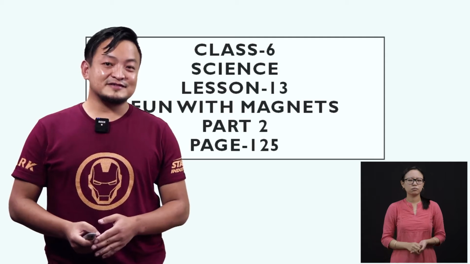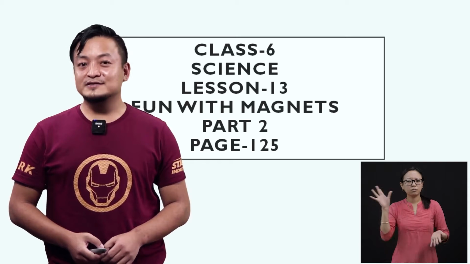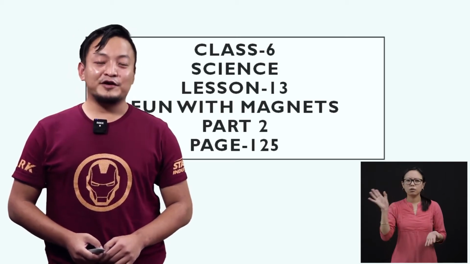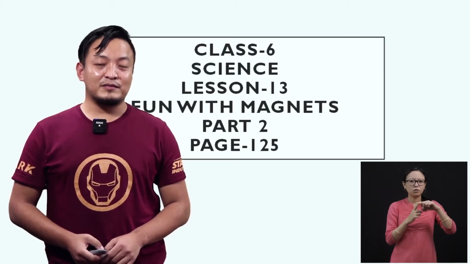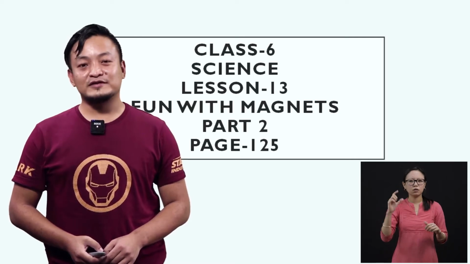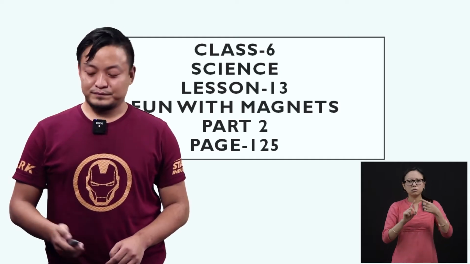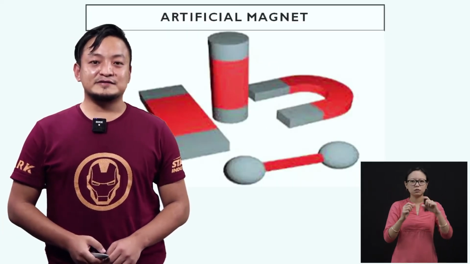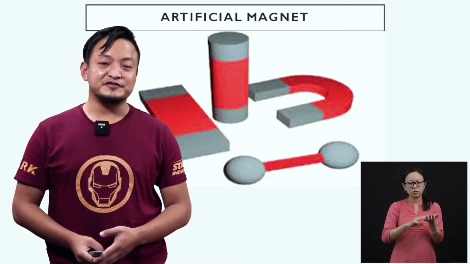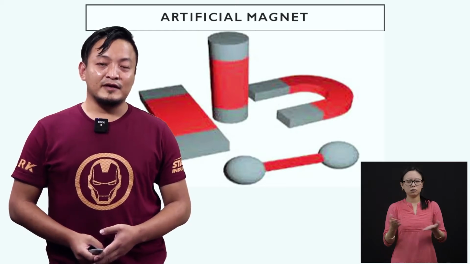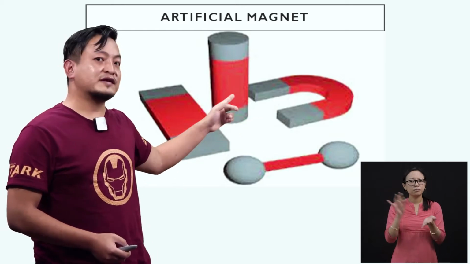In our last class we discussed the discovery of magnets and the uses of magnets. We discussed artificial and natural magnets, and magnetic and non-magnetic materials. While discussing artificial magnets, we also discussed their types and their different names. Let's recall them.